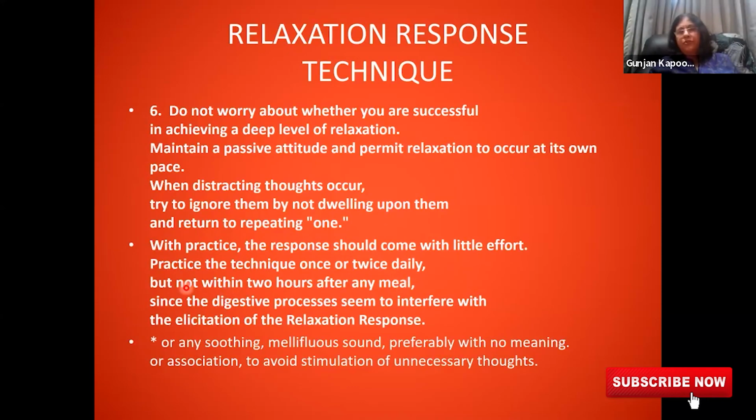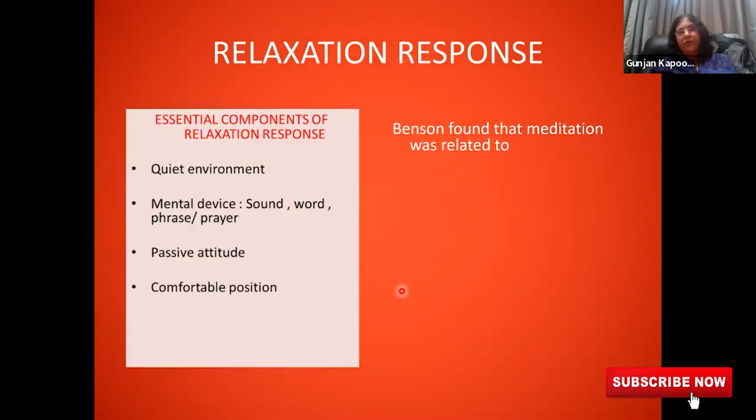Important thing is that you should not do it within 2 hours of any meal, because at that time your blood circulation, your digestive system requires, and it may interfere with your relaxation response. If you want, you can play a light music at the time when you are doing this meditation response. So he identified 4 important things for the components of this relaxation response.